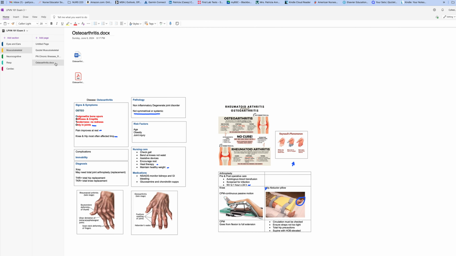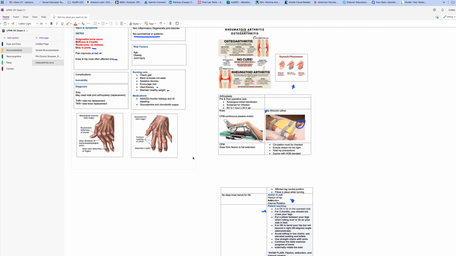Okay, so signs and symptoms I went over. Make sure you review all this, okay? All the information here. And then just compared it to rheumatoid arthritis. You have to know about arthroplasty, and after a knee, they have continuous passive motion. So it goes from flexion to full extension.